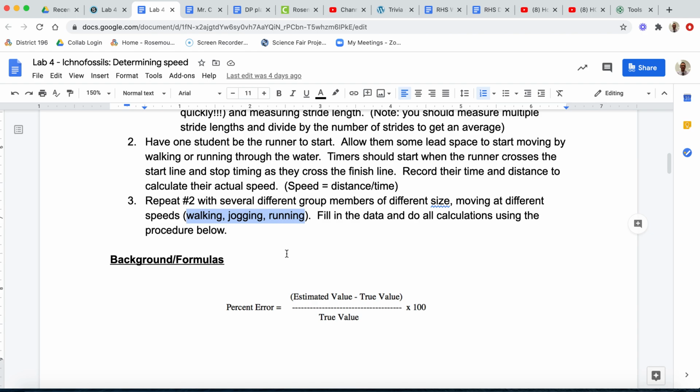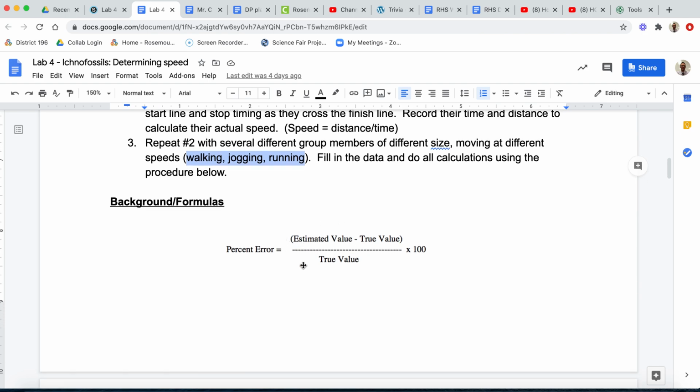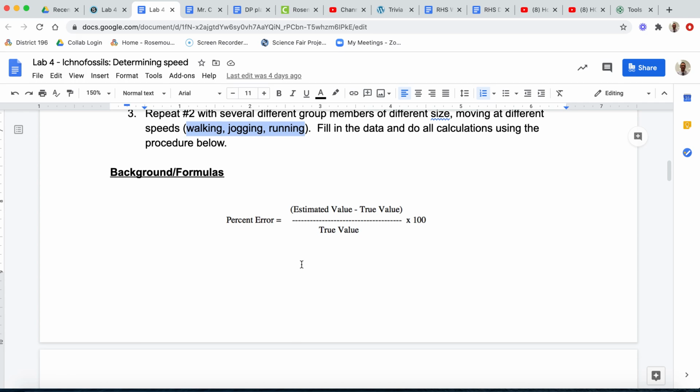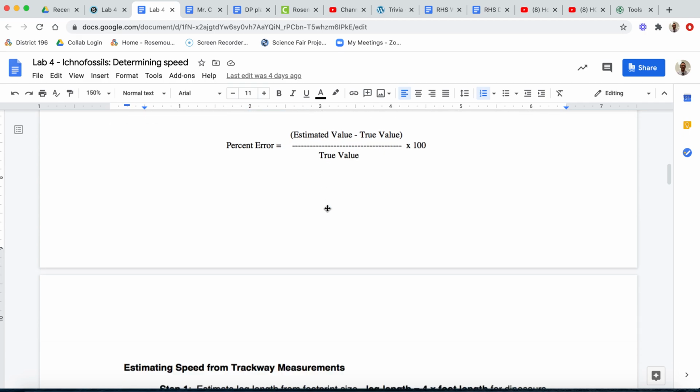Okay, I've given you some calculations. Okay, so percent error is the estimated value subtracted. You subtract the actual value from that, and then divide it by the actual value and multiply it by 100%, and that's your percent error. Okay, so the true value is what you actually got for your speed in the lab. Okay, and the estimated value is the calculated speed. Okay, and I'm going to walk you through that process.